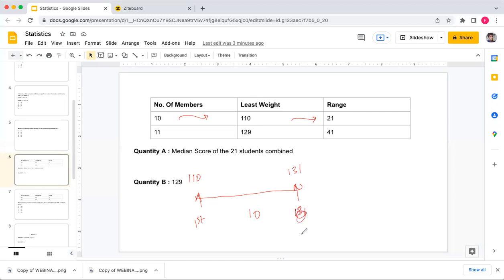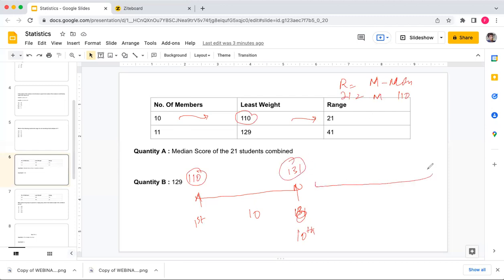131. This is the last. This is the 10th value, right? So first of all, we are sure that out of 10 members, the least weight, the first value, is 110, and the range is 21. Actually, range is maximum minus minimum value. And we are given the range, and we are given the minimum value 110. So the maximum value will be 131, right?